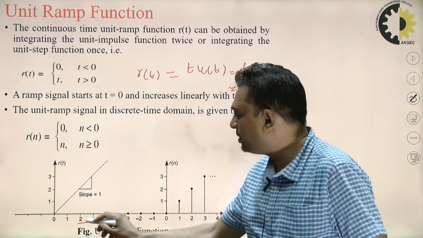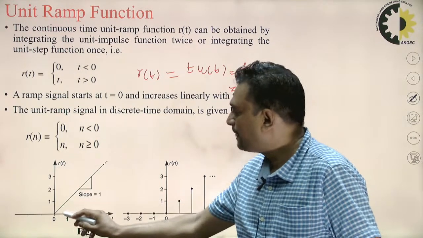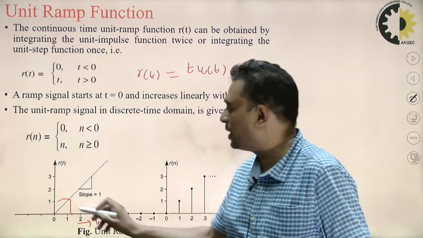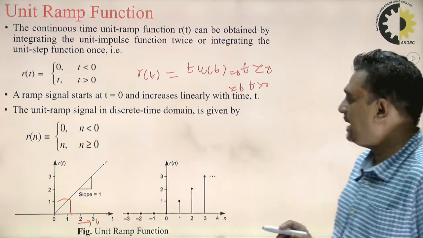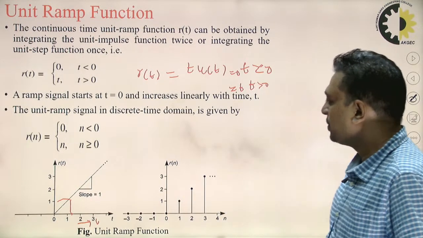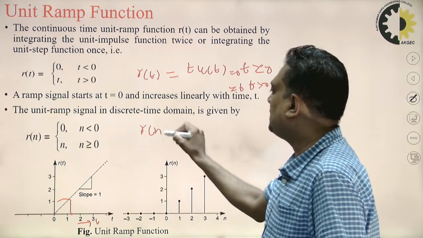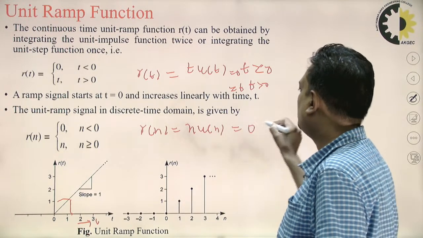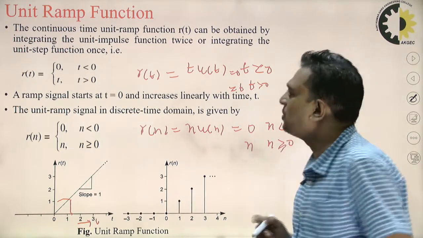So this is your t and this is your r(t). You can see it is linearly varying with time. So when the value of time is 1, its amplitude is 1. So you can say this slope is basically 1, or 45 degrees, and in case of the discrete time signal it is represented by discrete points, and the same definition is there. R(n) equals n times u(n), you can also write it like this. So n u(n) equals 0 for n less than 0 and n for n greater than or equal to 0.